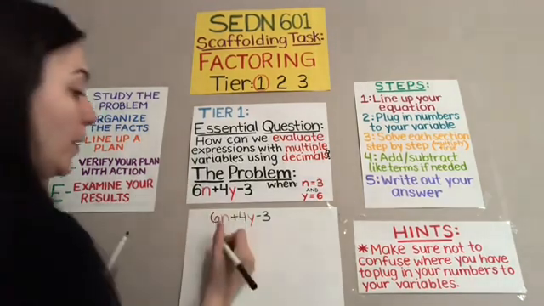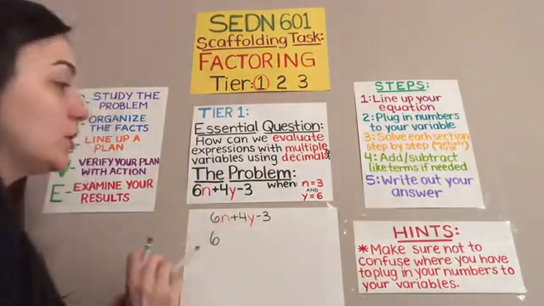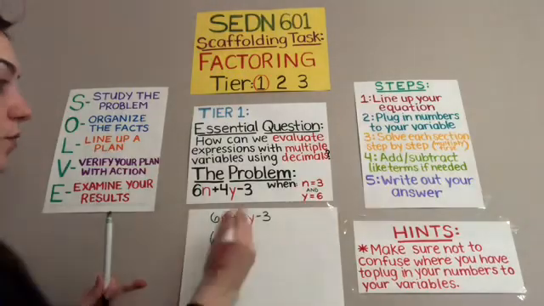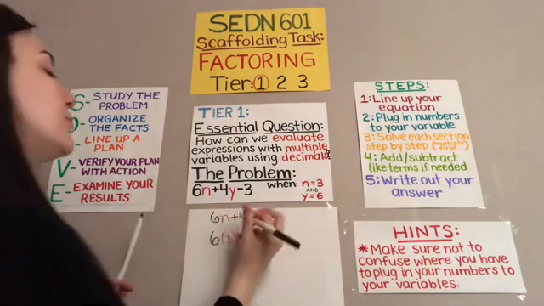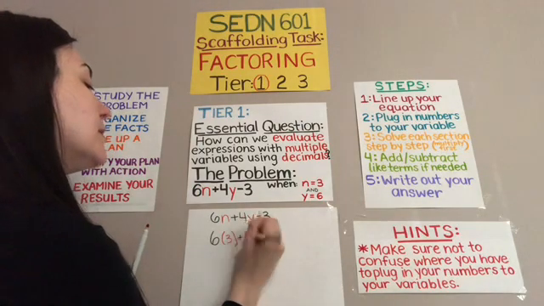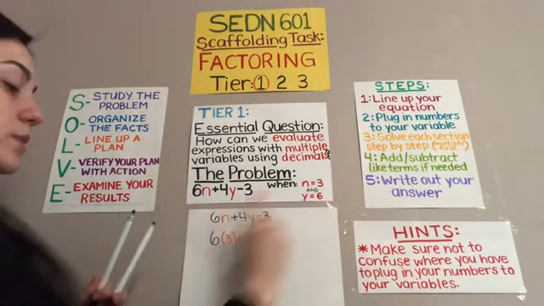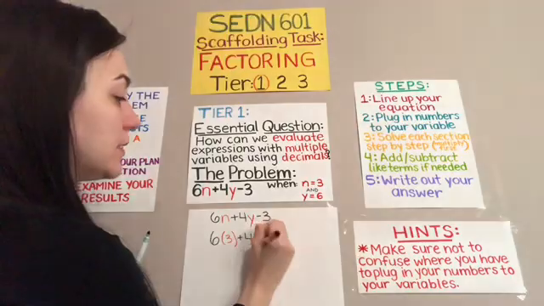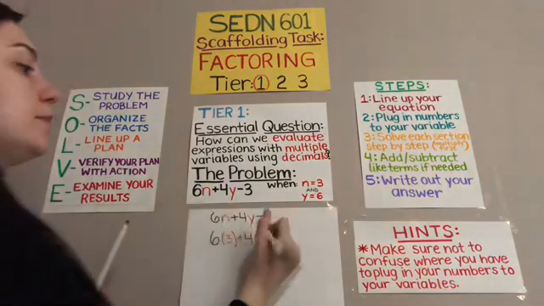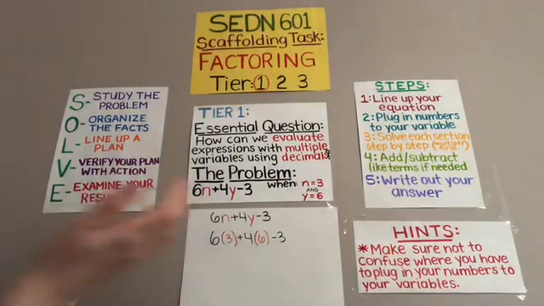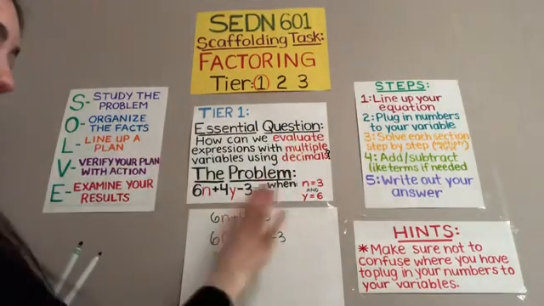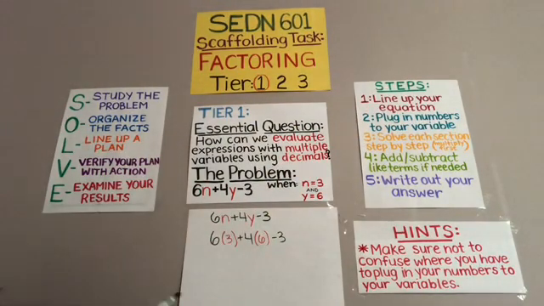So we're going to bring down the 6 and then we're going to look here, n equals 3. We're going to put a 3 where n is, plus 4, and then y equals 6. We're going to put a 6 minus 3. These steps are simple for students to understand. It's literally all written out for you. So step 3, solve each section step by step.